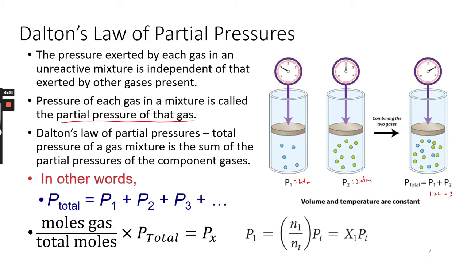Or another way to write it is the pressure of gas 1 equals the moles of gas 1 divided by the moles of all the gases, the total moles, times the total pressure. And this ratio of moles here, sometimes we represent with an x1. That's a mole ratio.